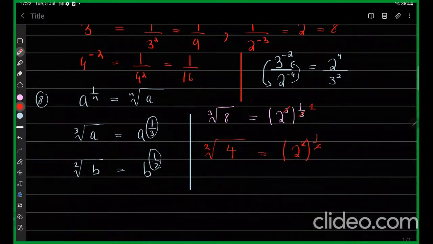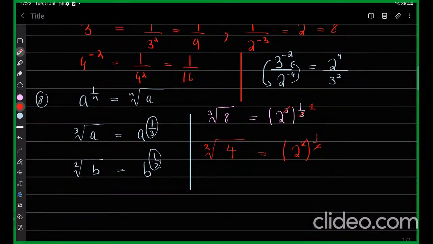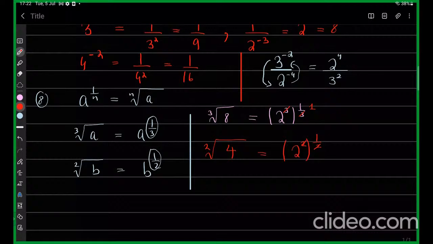Okay. So this is basically an understanding about the fractional index. Any confusion with this? No, ma'am. All right. Perfect. And then just one last rule.